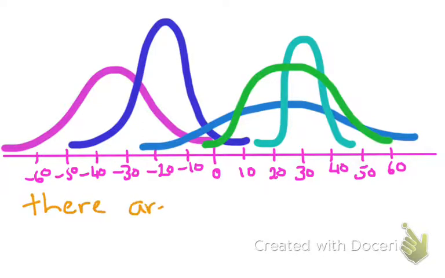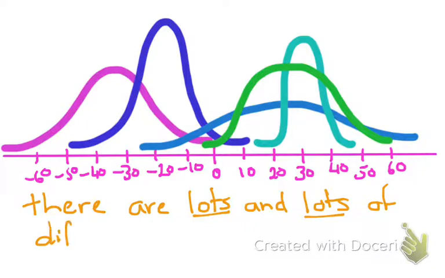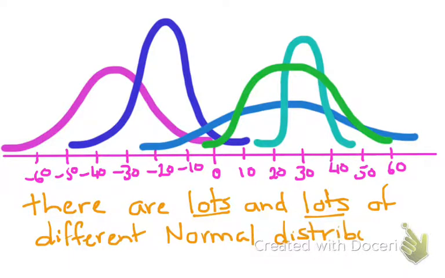So what does that tell us? Well, that tells us that there are lots of different means and standard deviations that we can have for different data sets. So there are infinitely many normal distributions. Every time I measure height, weight, age, gender, you name it, anything I measure, it's going to give us a different normal distribution.